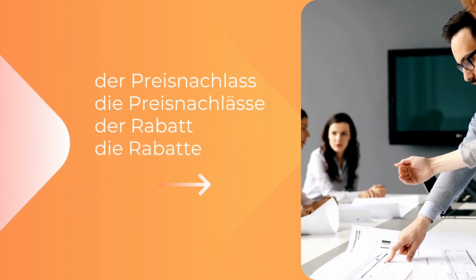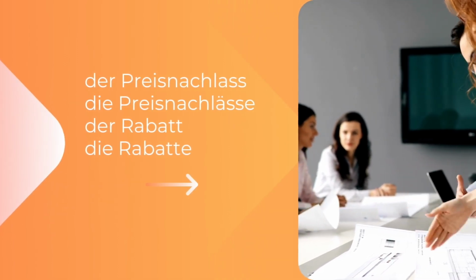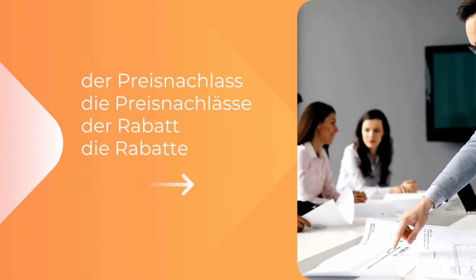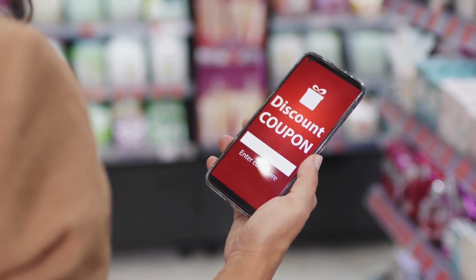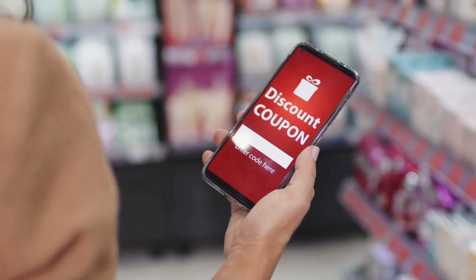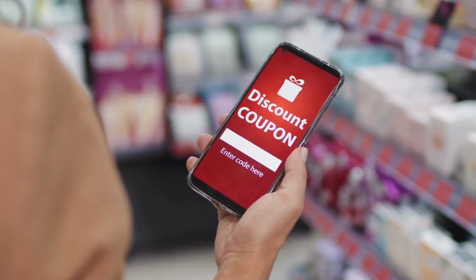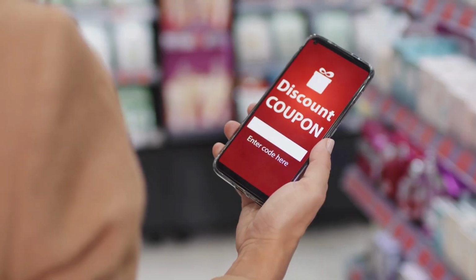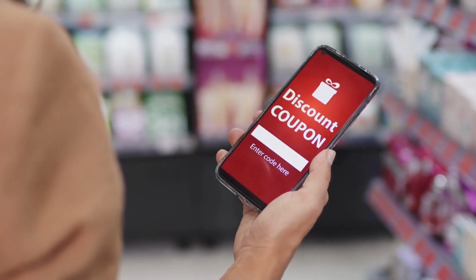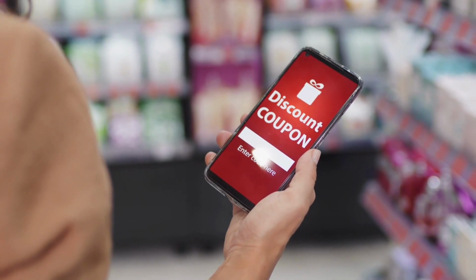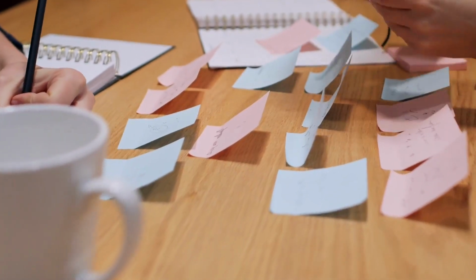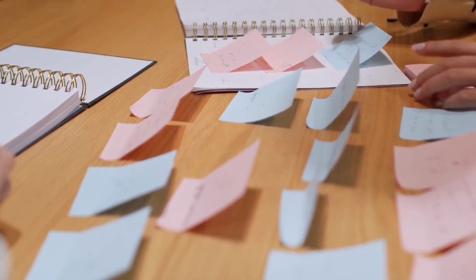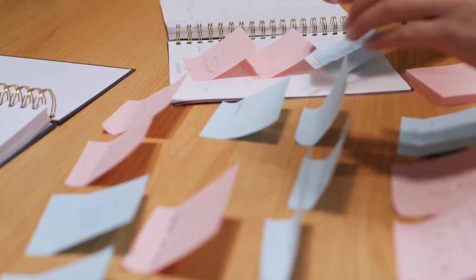To begin, let's break down the word Preisnachlass into its individual components. Preis means price and Nachlass translates to reduction. By understanding these parts, we can grasp the concept behind the word. Let's see how we can use the word Preisnachlass in a sentence.